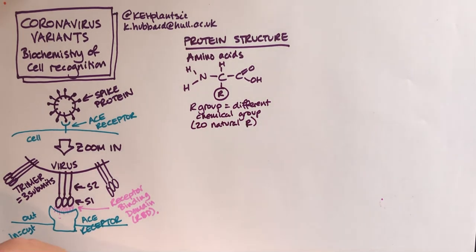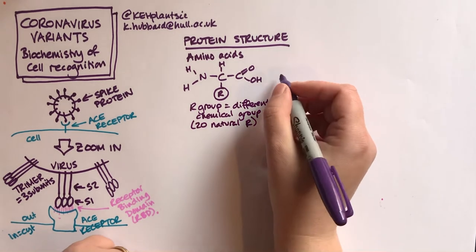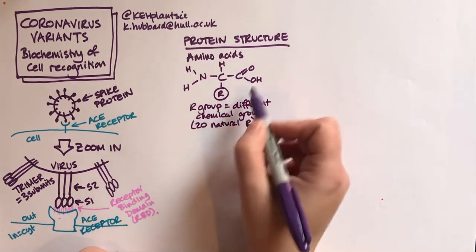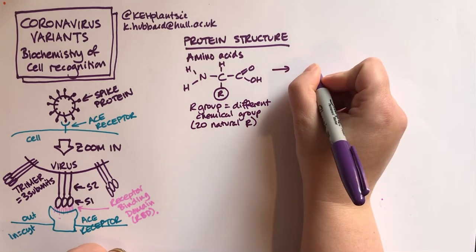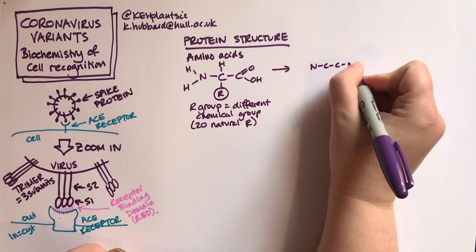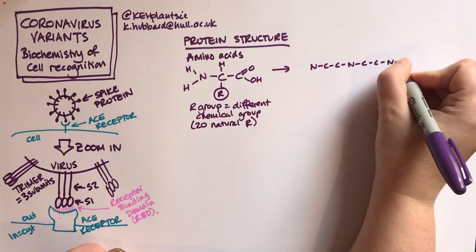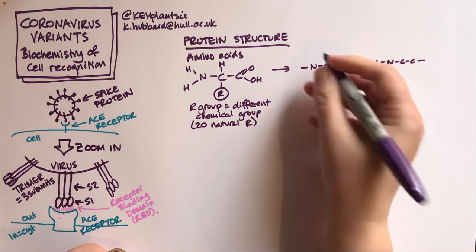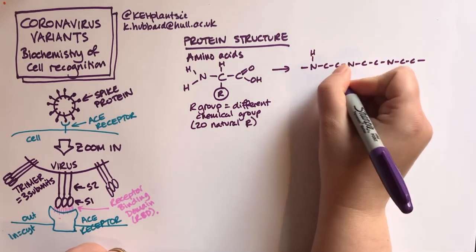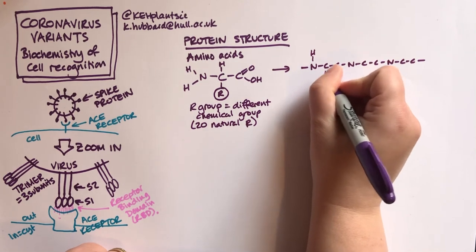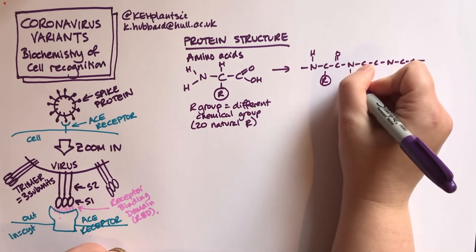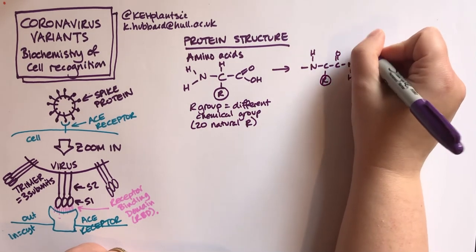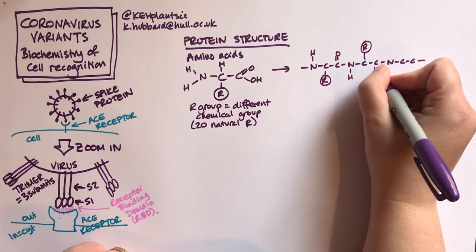So each named amino acid has a different chemical group on its side, and that gives the amino acid different properties. The amino acids aren't free floating in protein. To make a protein, they get bound together into these long chains. So what you end up with is N, C, C, N, C, C, N, C, C, and it goes on for hundreds of amino acids. You end up with these R groups sticking off to the side, and they usually alternate in which side they're going.